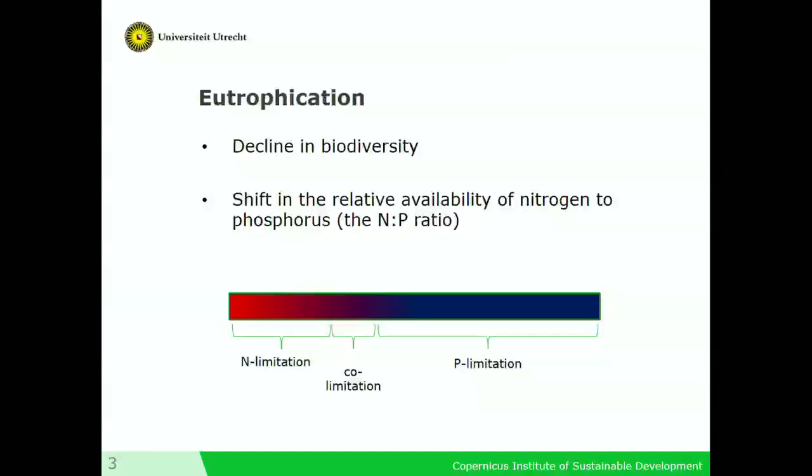But you can also end up with a shift in the relative availability of nitrogen to phosphorus. And we call this relative availability the nitrogen-phosphorus ratio. And as you can see here, it's actually a gradient with, at the low NP ratios, nitrogen limitation, then a very short part on the gradient where nitrogen and phosphorus are both limiting plant growth. And then you have a very large part along the gradient where you have phosphorus limitation, going all the way up to extreme phosphorus limitation.